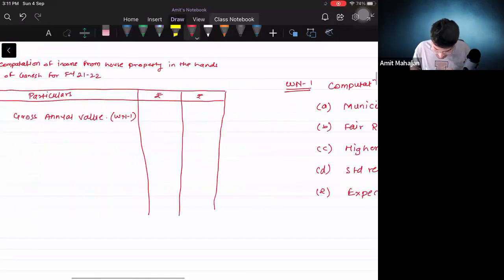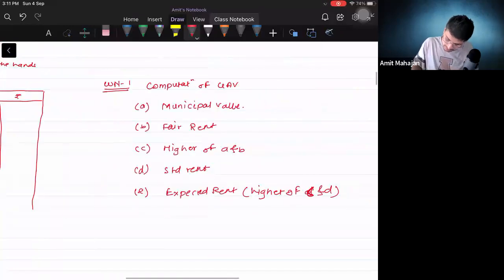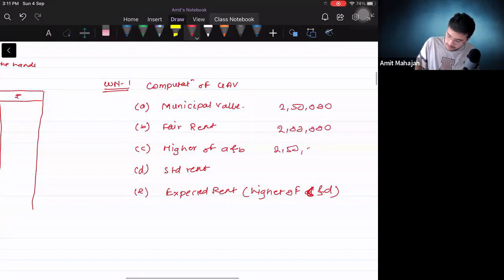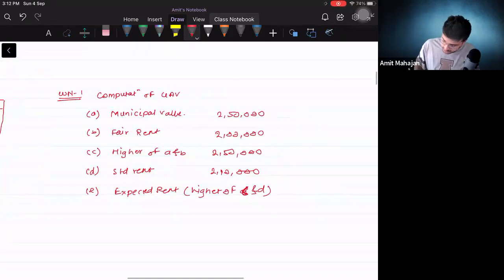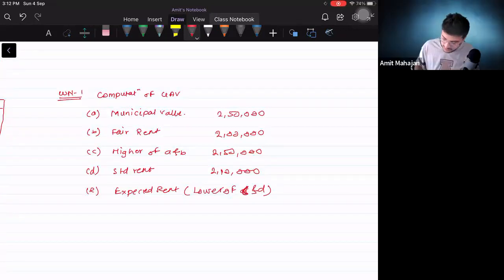ठीक है. म्यूनिसिपल वैल्यू कितना था? 2 lakh 50, 2 lakhs and 2 lakh 10. So higher will be 2 lakh 50. Standard rent is 2 lakh 10. Can I say my expected rent is going to be lower, right? Higher and lower. Lower, yeah. Lower of C and D, it will be 2 lakh 10.